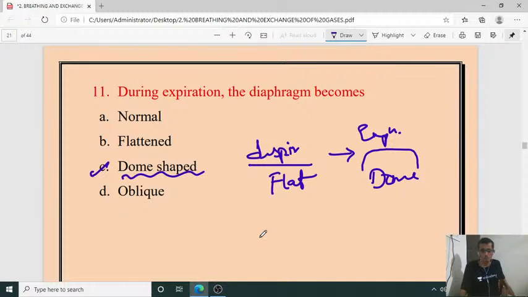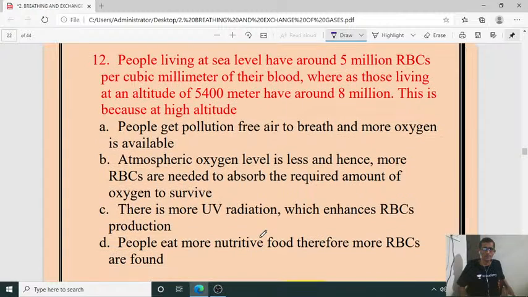Next question, number 12. People living at sea level have around 5 million RBC per cubic millimeter of their blood, whereas those living at an altitude of 5400 meters have around 8 million RBC per cubic millimeter of their blood. This is because at a higher altitude what happens? Nothing but it is altitude sickness, isn't it?